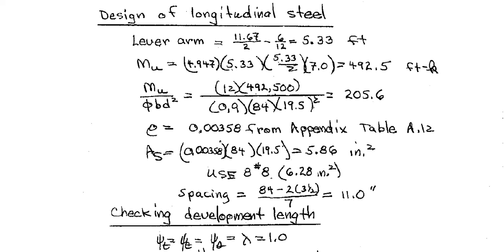Then we'll go to a table to find our rho. This time table A12. Why A12? Because our f prime c is 3000 psi, fy is 60,000. For that we need appendix table A12. So we found rho is 0.0034358. Now we have to check whether this rho is more than the minimum or less than the minimum. So hopefully it is more than the minimum and less than the maximum. You can go to table A7 to verify that.